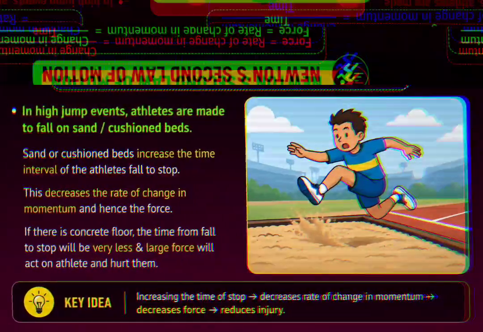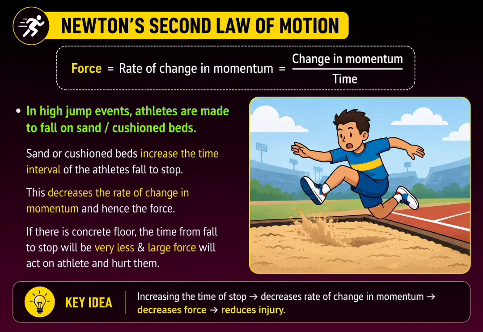Now, let us see another real life example of Newton's second law of motion. In high jump events, athletes land on sand or cushion beds instead of a hard floor. The sand or cushion bed increases the time taken by athletes to stop after falling. When stopping time increases, the rate of change of momentum decreases. As a result, the force acting on the athlete's body becomes less and the chance of injury reduces.